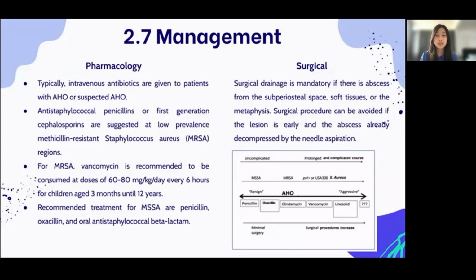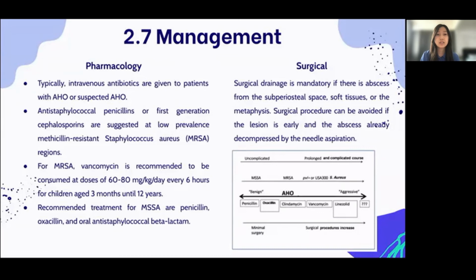I will continue the explanation about the management of acute hematogenous osteomyelitis. Besides MRSA, there are also drugs for the methicillin susceptible S. aureus or MSSA infection, which is more benign than the MRSA infection. The recommended treatment for MSSA is penicillin, oxacillin, and oral anti-staphylococcal beta-lactam, such as diclofenac and cephalexin.